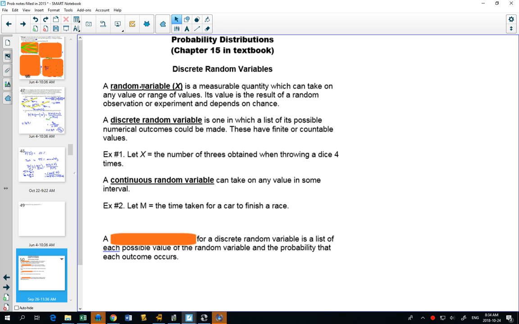A continuous random variable is when all possibilities in a certain range could happen. So in the second example there, if you're having a car race, there's an infinite amount of possibilities, because they could go to the millisecond or the microsecond or whatever, and every single time possibility is there.